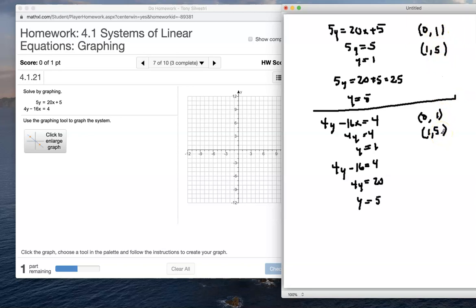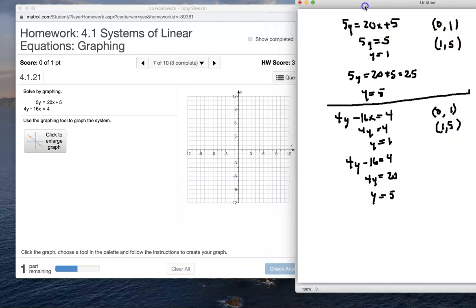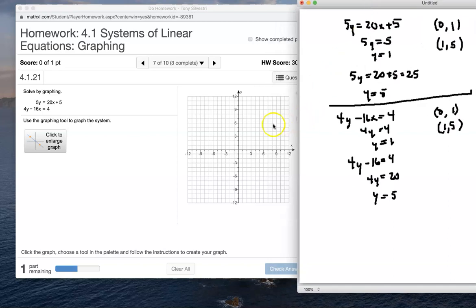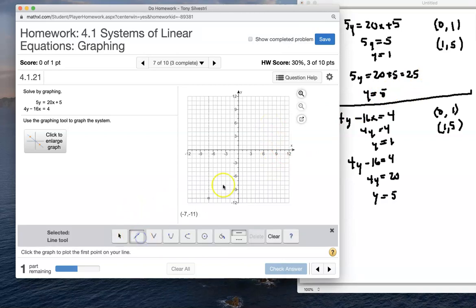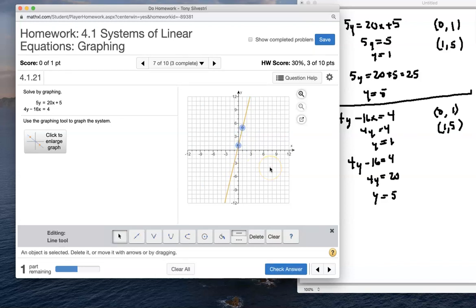So what does that look like? It looks like it's the same line. Let's see what happens. Well, it's got to be the same line. Okay, I'm going to come over here. I'm going to click this, draw a line. First equation, 0 horizontal, 1 vertical. And then we've got another point, 1, 5. That's the first top equation.